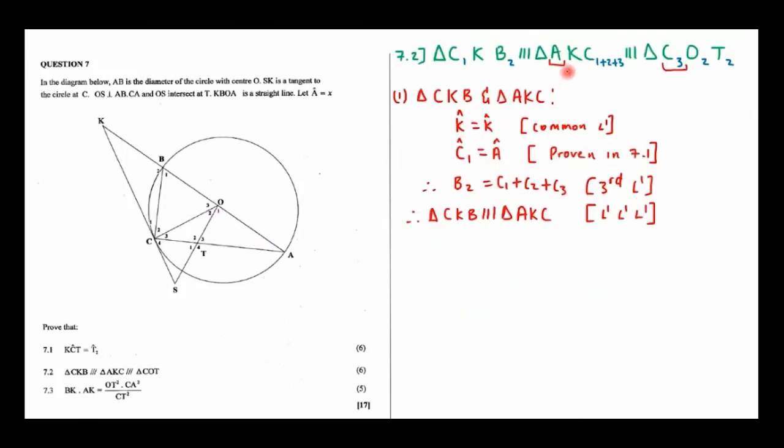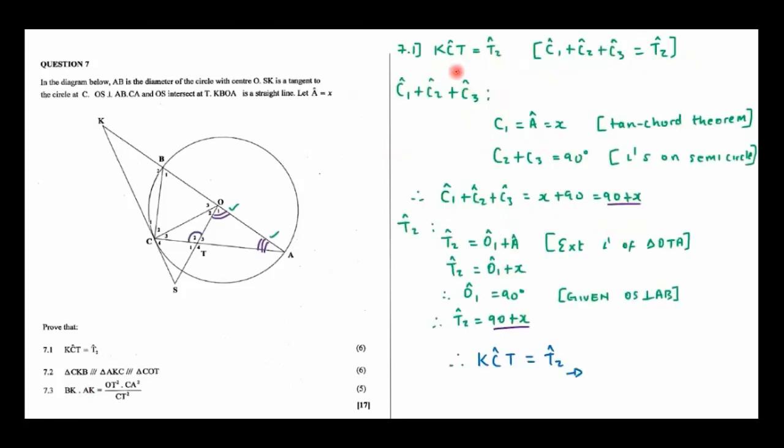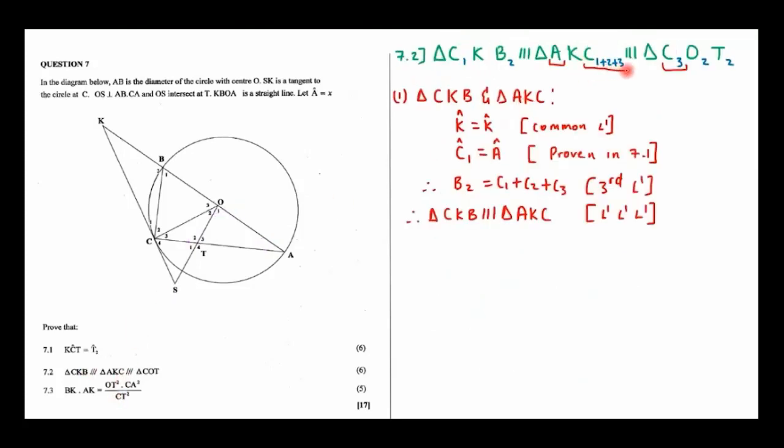Then I'm going to look for the last one: C1 plus C2 plus C3 equals T2. Remember, C1 plus C2 plus C3 is the same as your KCT. Here I can see that I did prove that KCT is equal to T2. That was in 7.1, which means this angle is also the same as that. So the second triangle pair that I need to prove similar is triangle AKC and triangle COT.